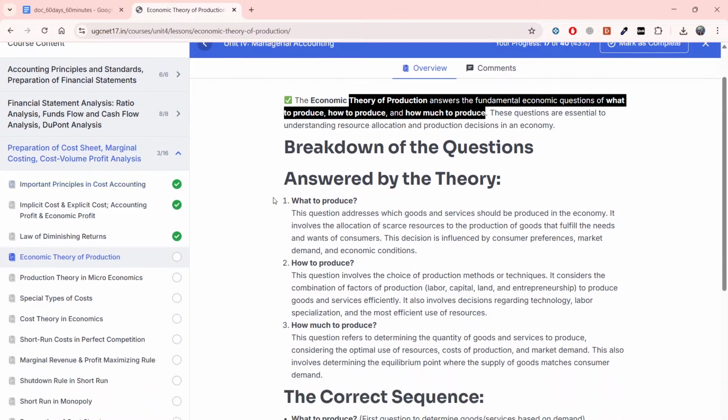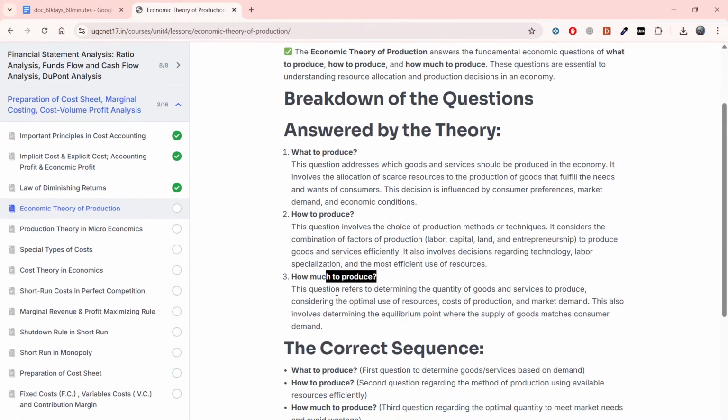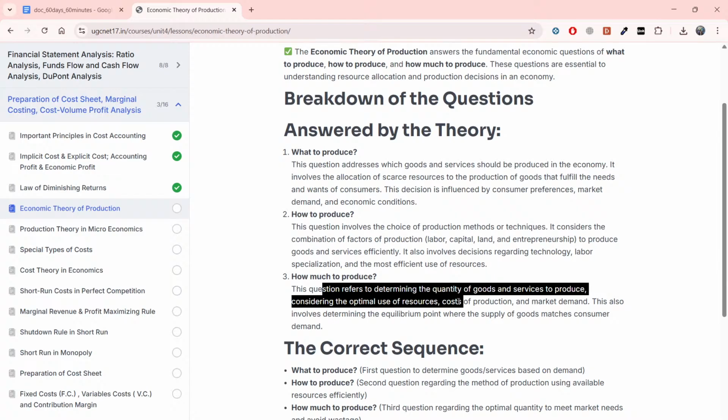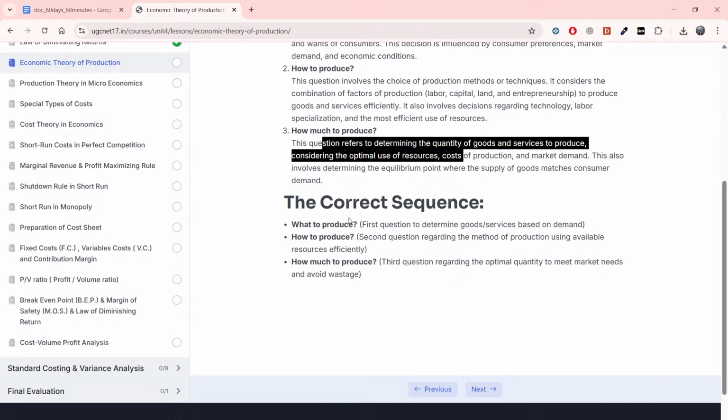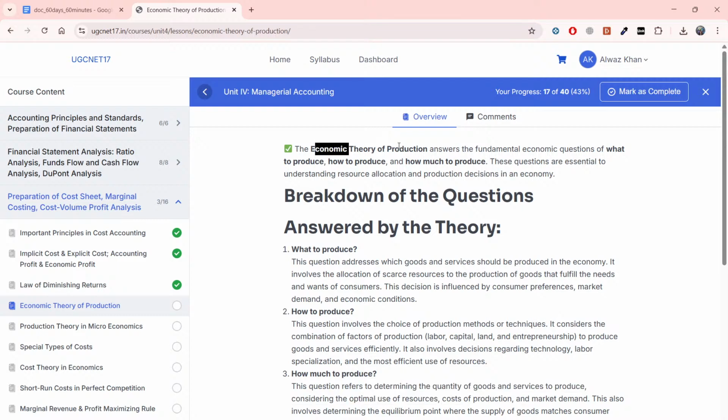So, a breakdown of the questions: what to produce means which goods and services should be produced. It is the allocation of the resources. How to produce is the choice of production method. It considers a combination of factors of production: labor, capital, land, and entrepreneurship. How much to produce? This question refers to determining the quantity of goods and services to produce, considering the optimal use of resources. The correct sequence is this. Okay. The economic theory of production answers three questions. Yeah, याद रखना. What to produce, how to produce, how much to produce.